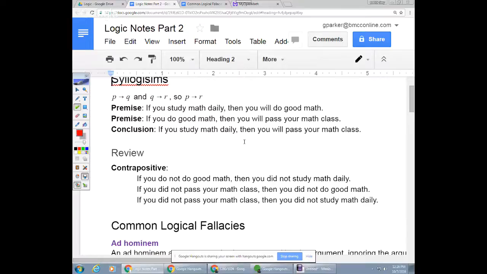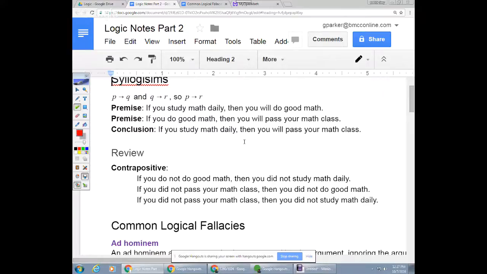And the thing is, a converse isn't necessarily true if the original statement is true. It kind of depends on the statements. But a contrapositive is always true if the first sentence was true. Okay, so this should be the first sentence. The not doing good in math has to come first, then not studying math daily has to go second, to be the contrapositive of my first premise above. So let's see, if you do not do good math, then you did not study math daily. If you do not pass your math class, then you did not do good at math.